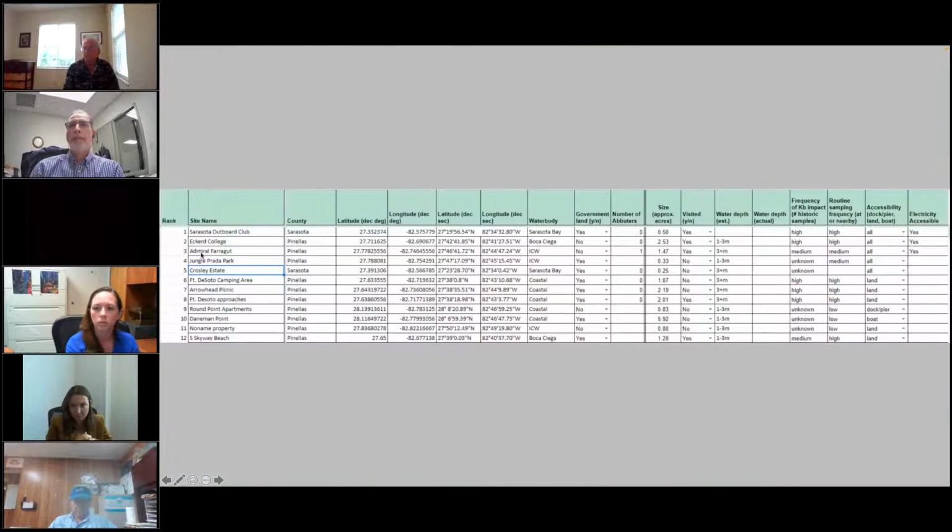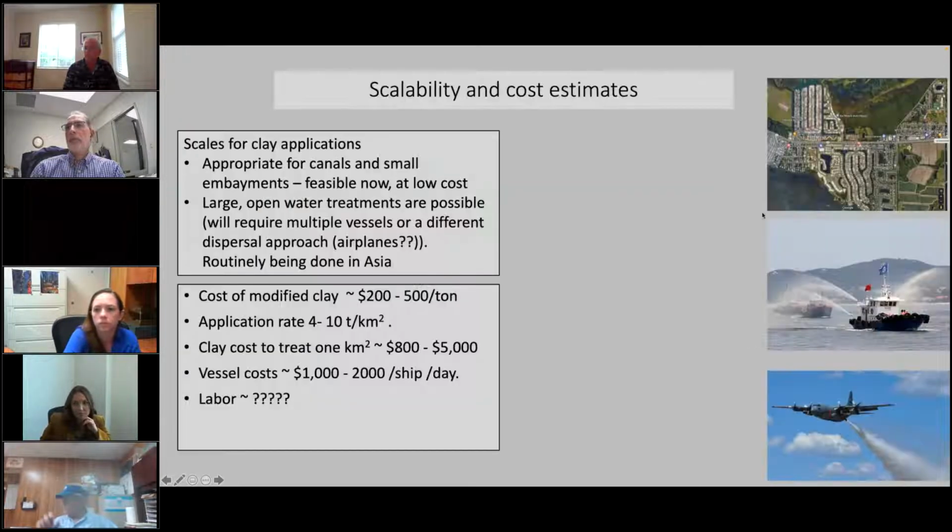Here's our spreadsheet showing just some of the properties that are in this case, Sarasota and Pinellas counties. Notice all the information we've collected, including out here, the frequency of Karenia brevis impact. So how often do these areas get hit by the red tides? Some of them get it nearly every time a bloom occurs. Other times it's either unknown or it's medium impact. So we're collecting all of that information.